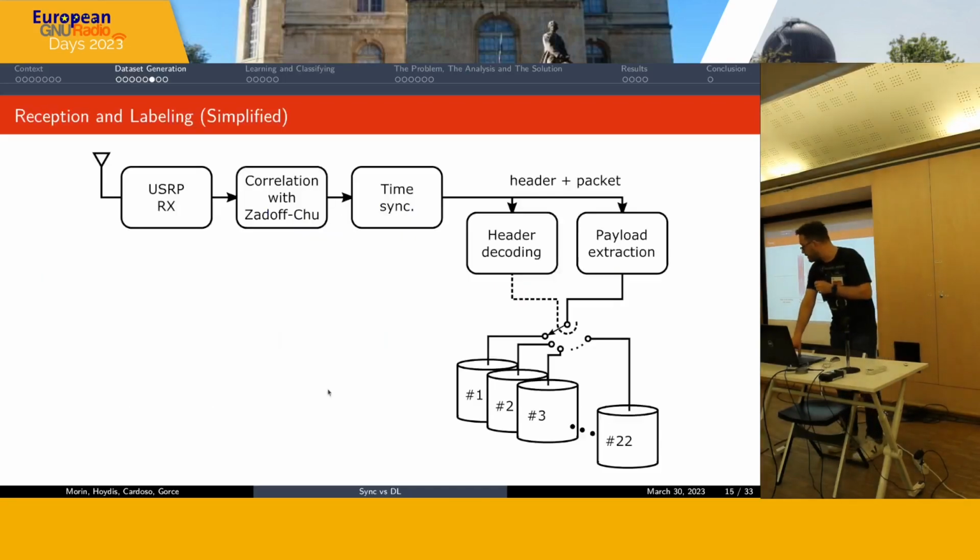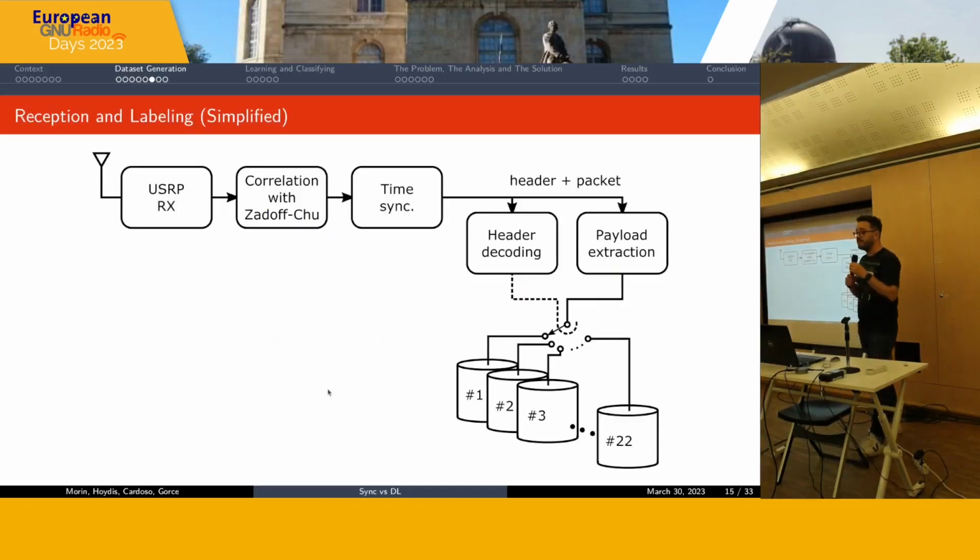Yeah, that's it. So now let's talk about the receiver. So the receiver, basically, this is the simplified version. The complete version you'll see next. It's very complicated. Actually, very heavy, but not very complicated. So you have a USRP receiver. You do the correlation with the Z of 2 sequence. That will give you a time synchronization.